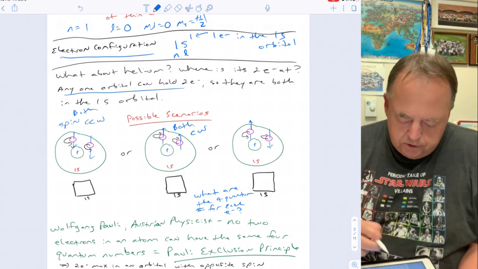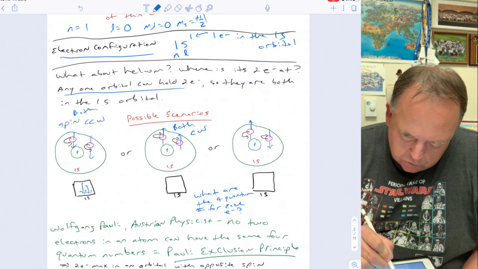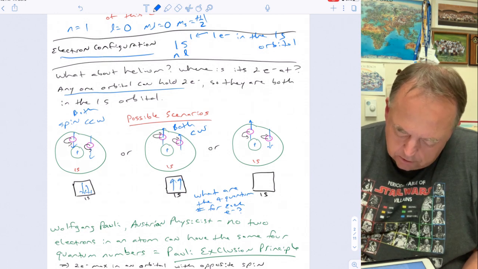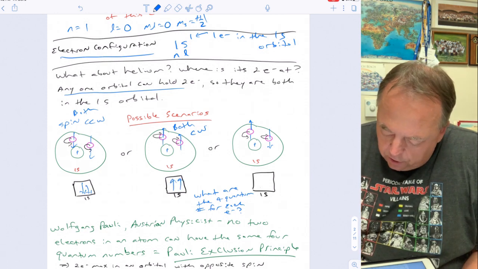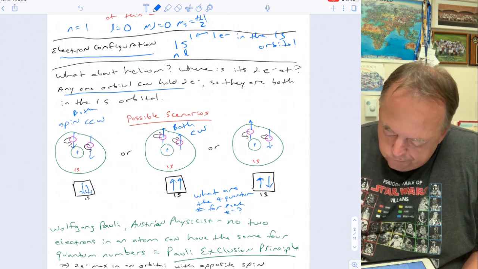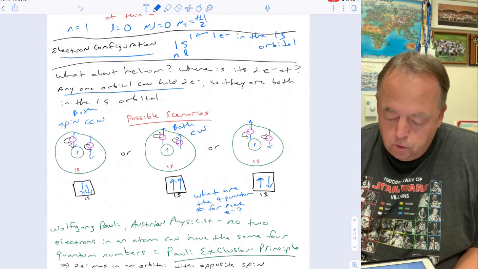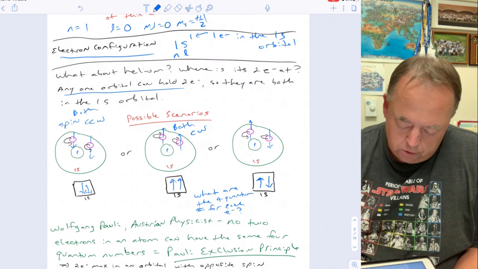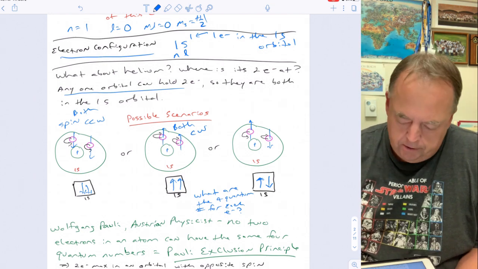Or if we represented this on a block diagram, the first one would look like that, the second one would look like this, and the third one would look like that. So which is it? Are all possible, or is only one of these correct, or 2 of these correct, or are all 3 of these okay?